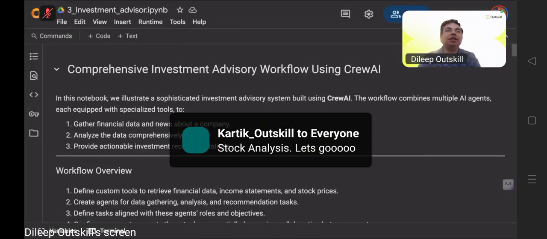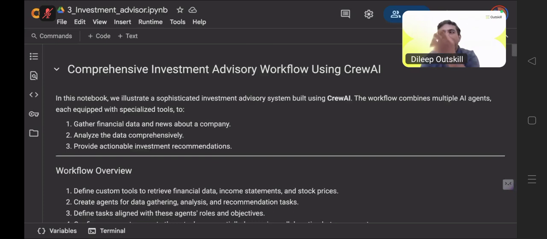Recommendation on whether I'm going to buy, hold, or sell a given stock. Okay, so that is what this agent is. And now this is a very complicated agent. The code is also quite complicated. So some part of the code you also might not be able to understand. Okay, so pay close attention.